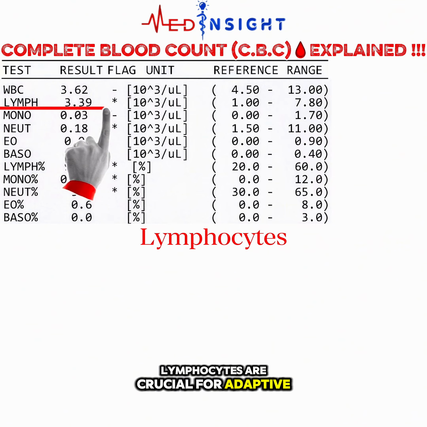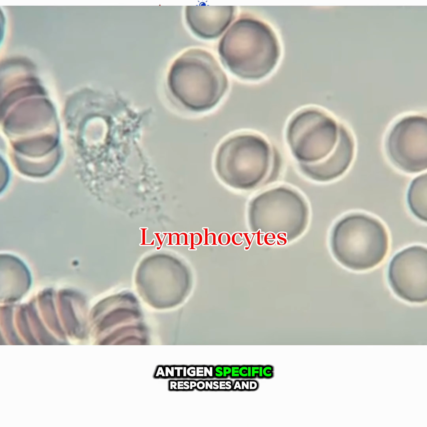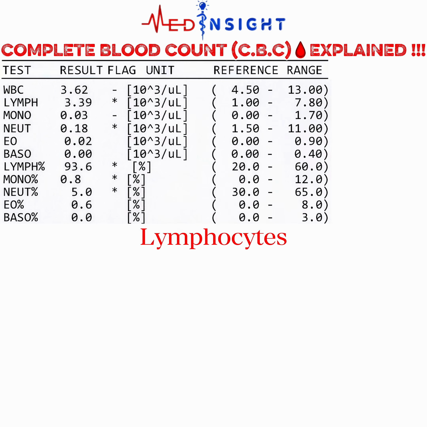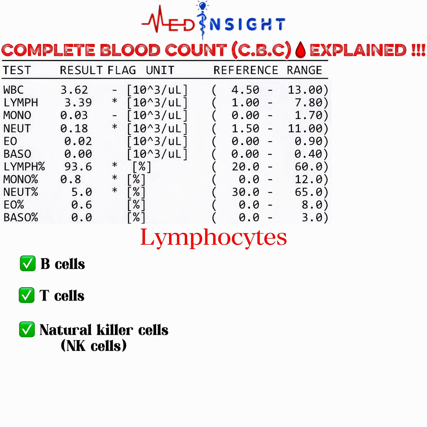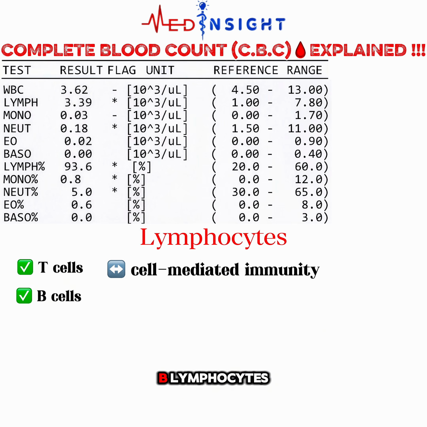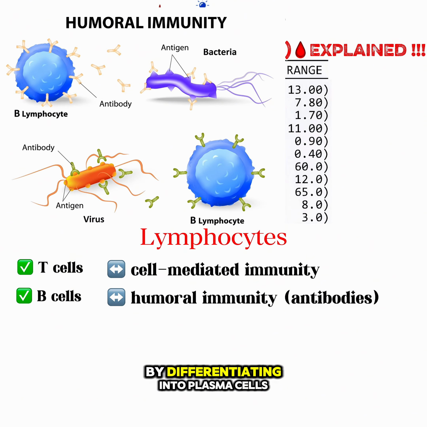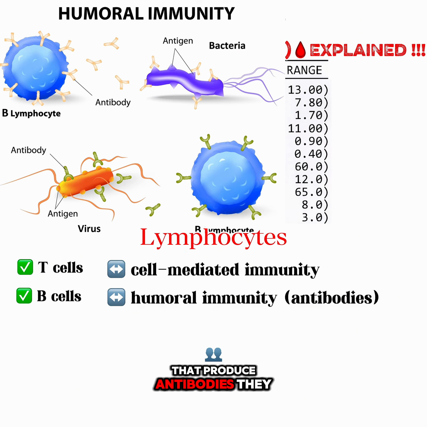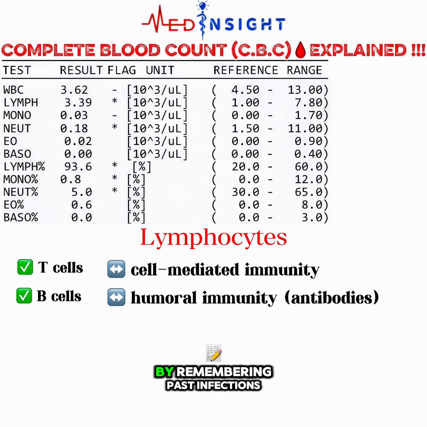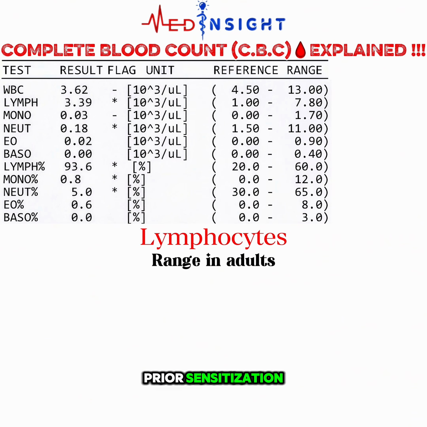Lymphocytes are crucial for adaptive or specific immunity. Lymphocytes are responsible for highly targeted antigen-specific responses and immunological memory. They include B cells, T cells, and natural killer cells. T lymphocytes or T cells are responsible for cell-mediated immunity. B lymphocytes or B cells are responsible for humoral immunity by differentiating into plasma cells that produce antibodies. They provide long-term immunity by remembering past infections. Natural killer cells are part of the innate system that can recognize and kill virally infected cells and tumor cells without prior sensitization.